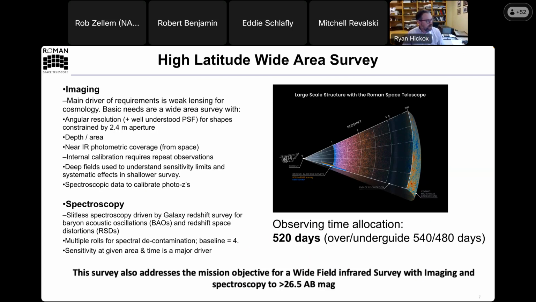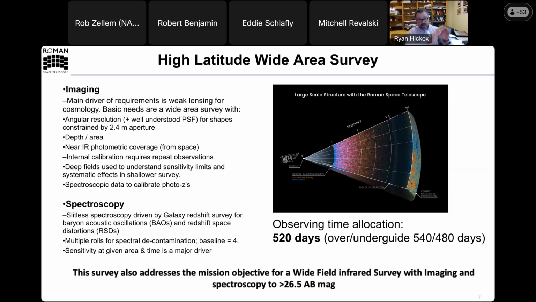We also have a spectroscopic component of the survey, which is designed to do cosmology using measurements of baryon acoustic oscillations and redshift space distortions. So this will be a galaxy redshift survey from space that will also be informed by the imaging, as we'll talk about in a little bit. And there are some things required to make this happen, for example, multiple roll angles for spectroscopy to do spectral decontamination. And figuring out how much time you need to do this is driven to a large extent by how sensitive you can get over a given area and exposure time.